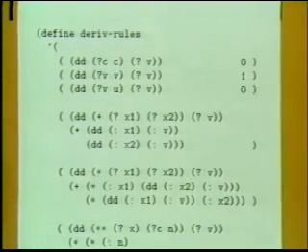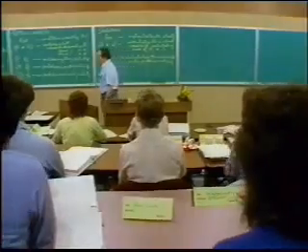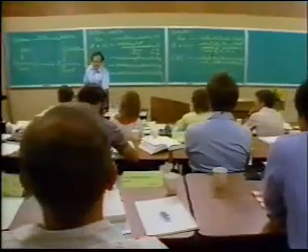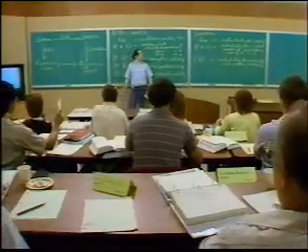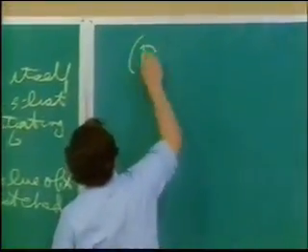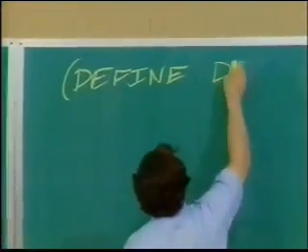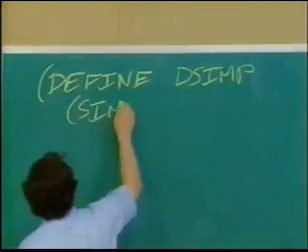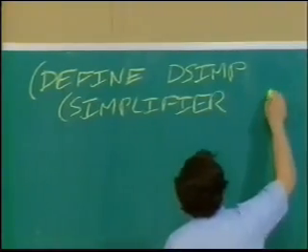What would we do with such a thing once we have it? Well, one of the nicest ideas, first of all, is I'm going to write for you, and we're going to play with it all day. What I'm going to write for you is a program called Simplifier, the general purpose simplifier. I'm going to say something like define dsimp to be a simplifier of the derivative rules.